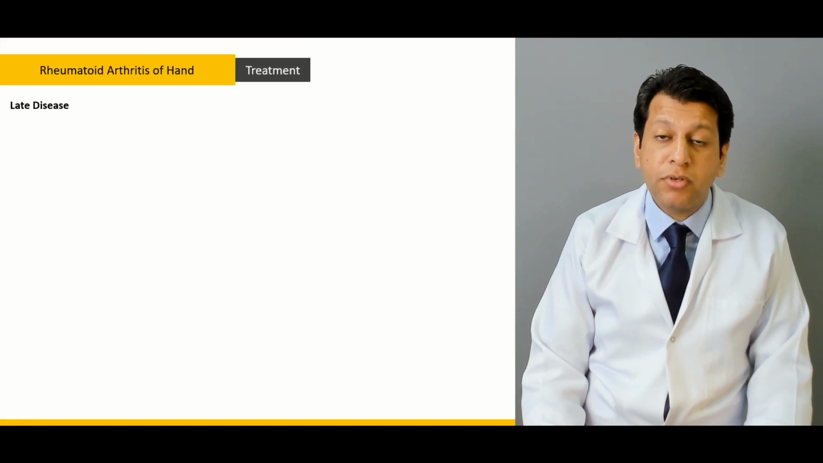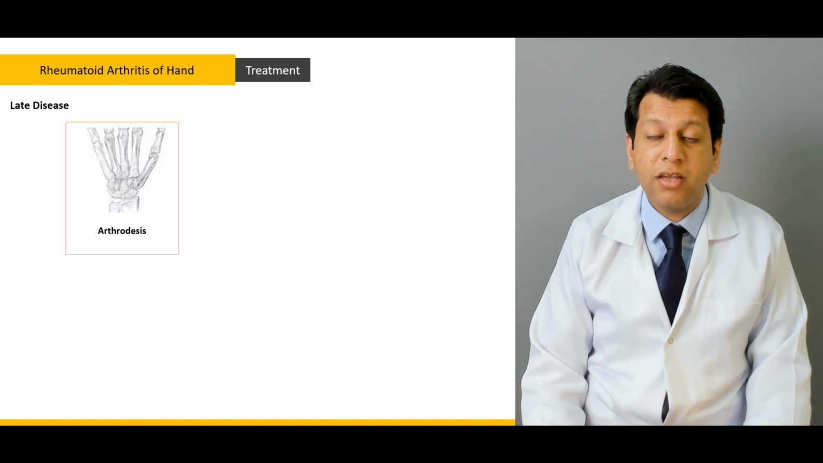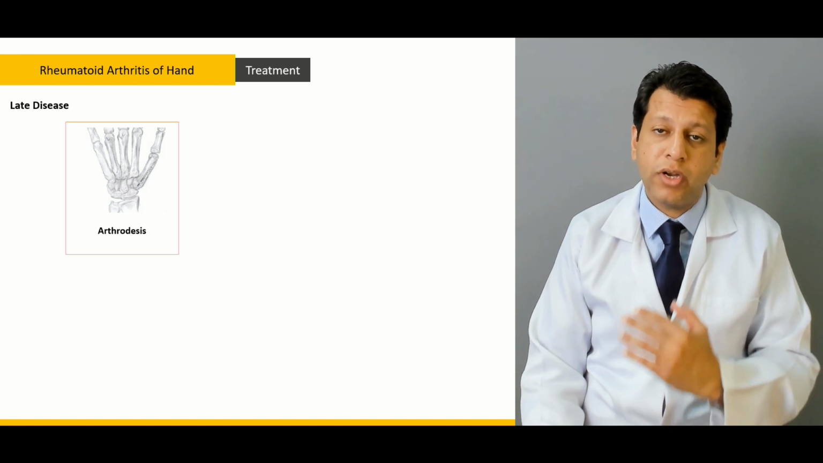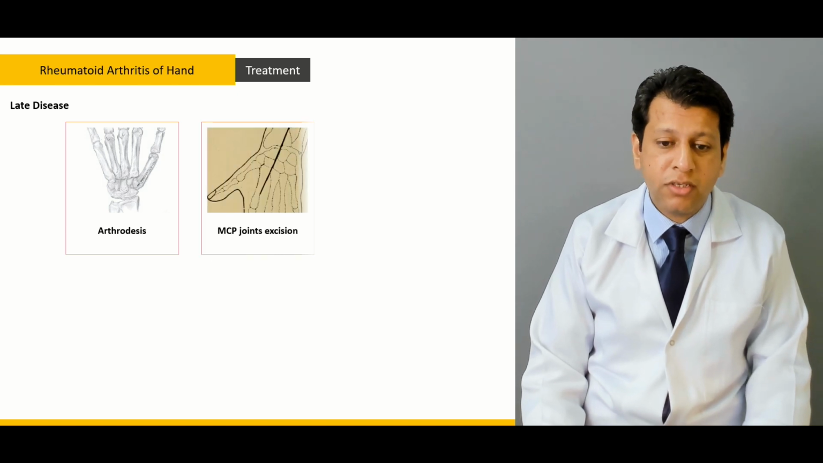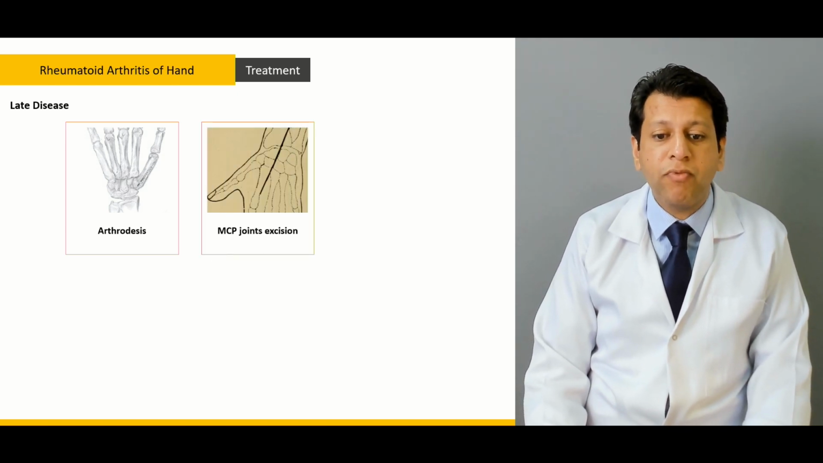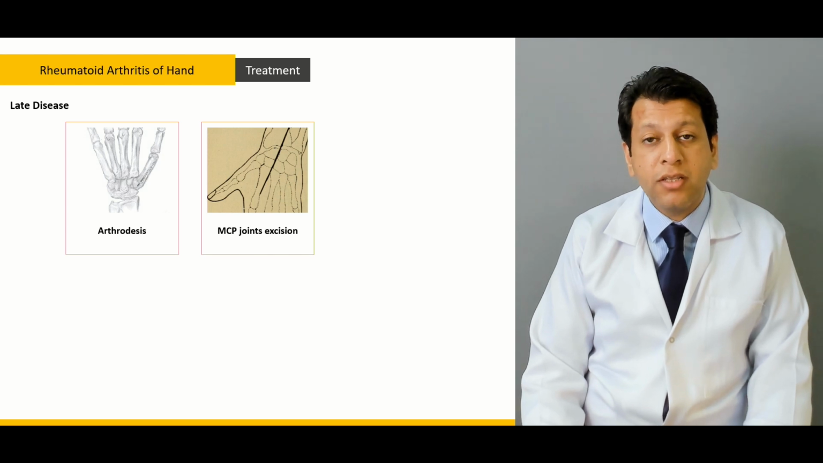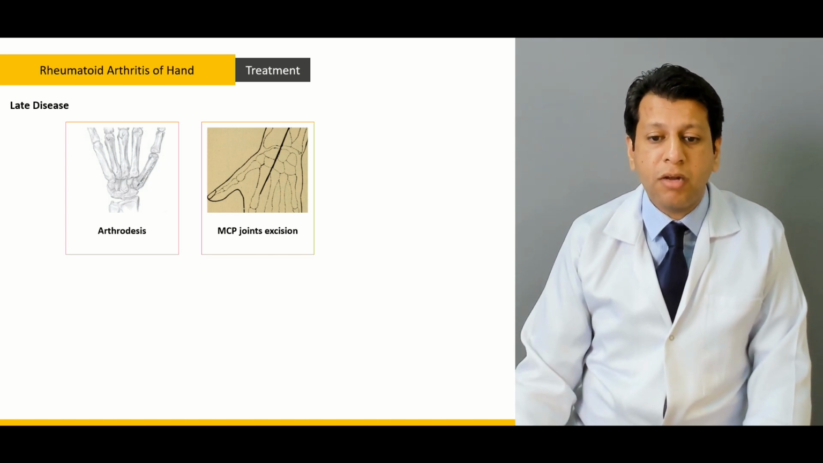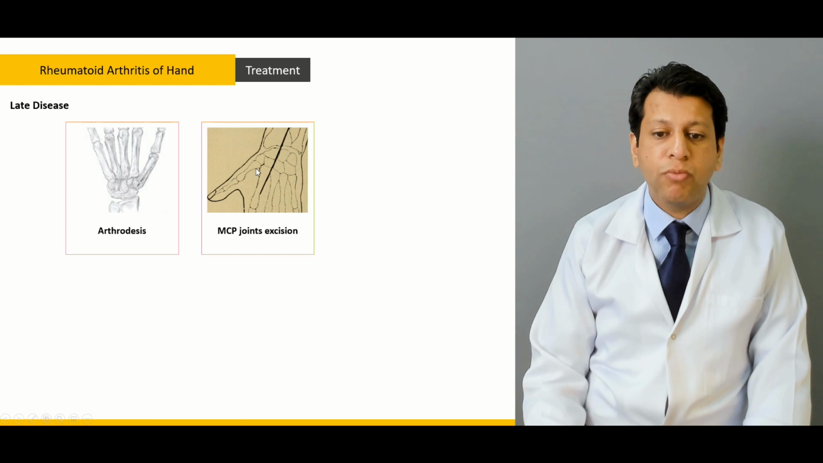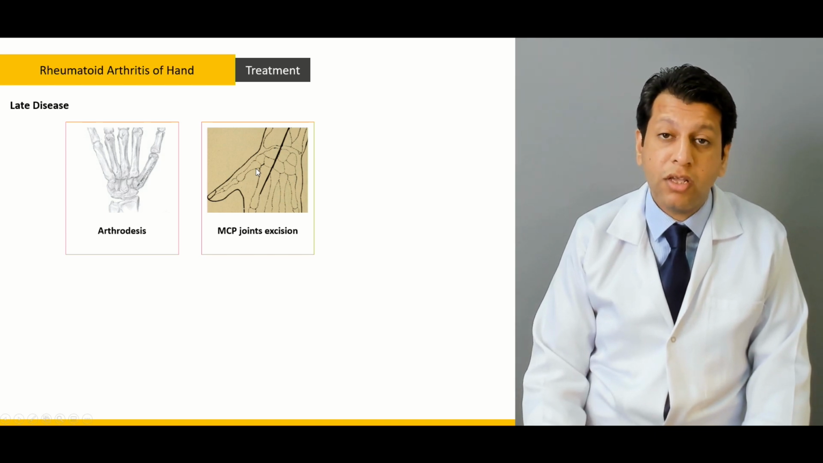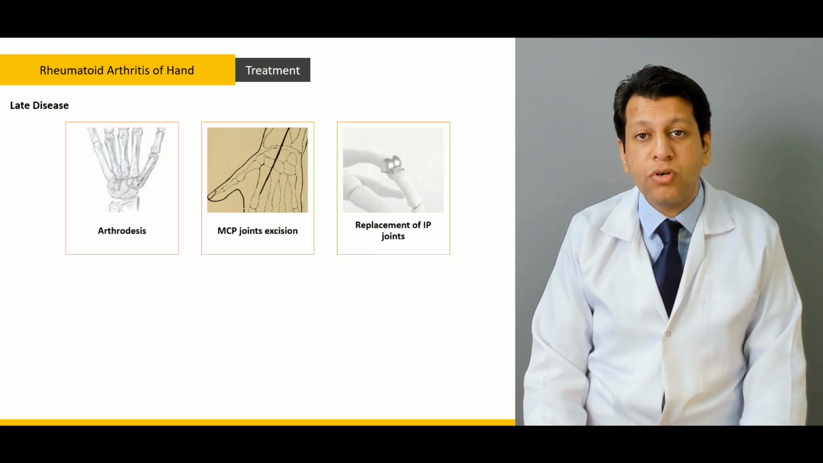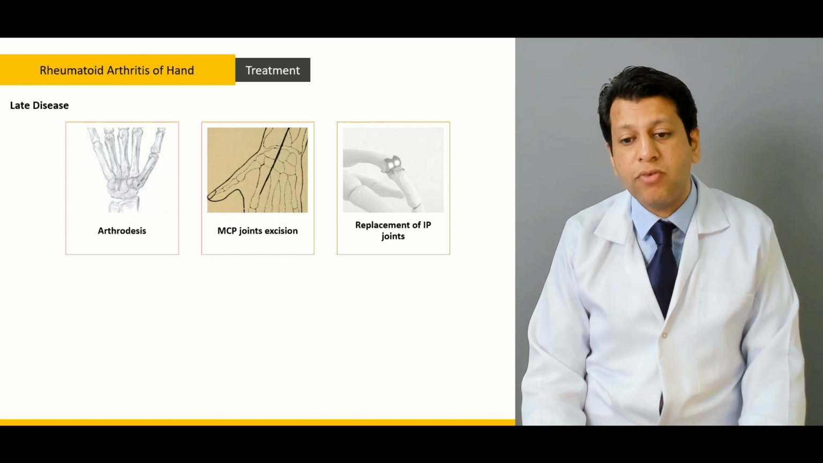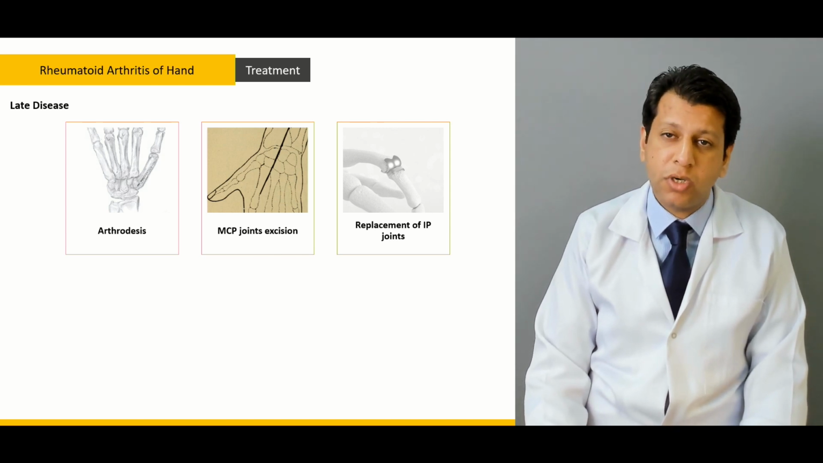Other treatment options for late disease include arthrodesis, so that once the joint becomes so destructive that it's not possible to salvage it, then we can go for metacarpophalangeal joint excision as well. Then along with the carpometacarpal fusion, that is required, but usually only if the degeneration has progressed to quite an extent. Nowadays we are moving more towards the replacement of interphalangeal and metacarpophalangeal joints as well.